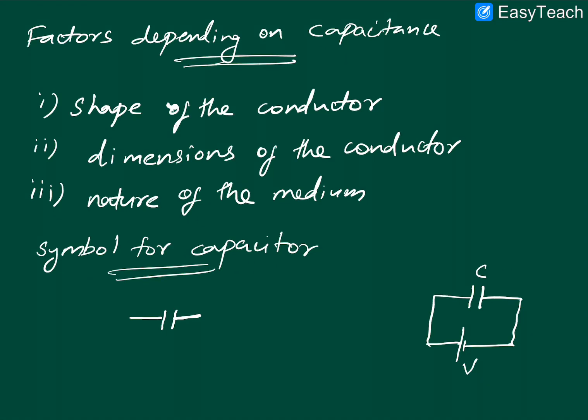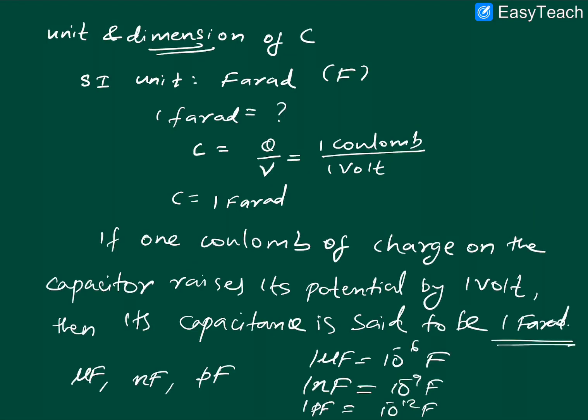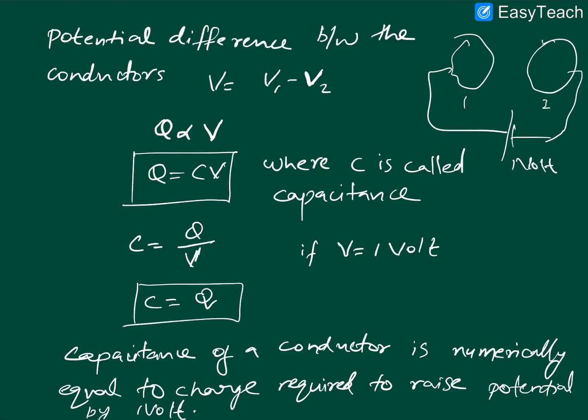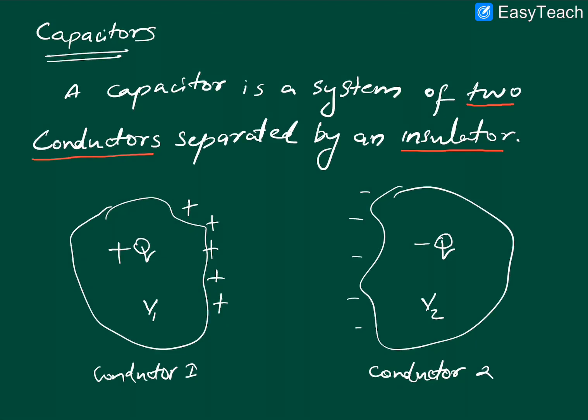Okay, so basically we explained capacitor. It is nothing but a system of two conductors separated by an insulator, and it is used to store charges. This is the basic definition for capacitor. It is a system of two conductors separated by an insulator, and it is used to store electric charges. If you store electric charges, you are actually storing electric energy in the form of charges.